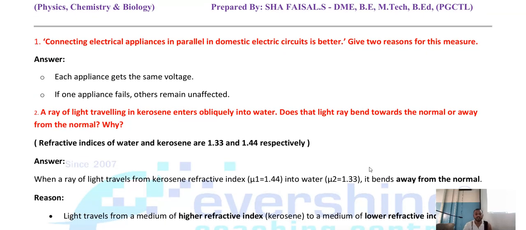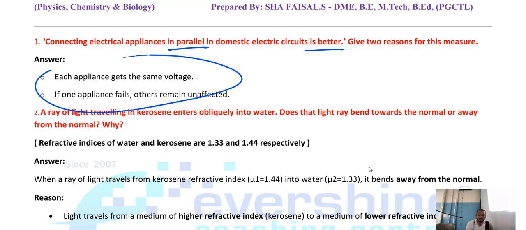The first question: connecting electrical appliances in parallel in a domestic circuit is better. Please children, make a note that we are connecting the devices in parallel. He is saying that it is better. Sometimes they may say connecting electrical appliances in parallel is advantageous. Or sometimes the question can be asked in such a way that, either connecting in series is better or parallel is better, justify the statement. They may ask you to justify if you connect them in series is better or if you connect them in parallel is better. They may ask you which is better.